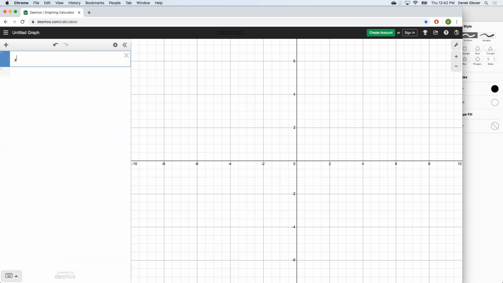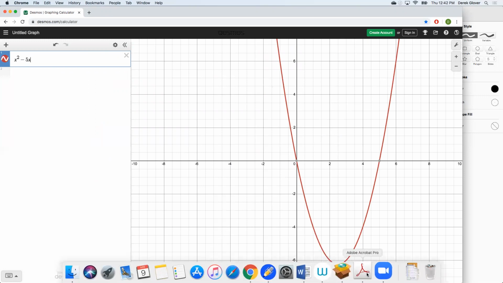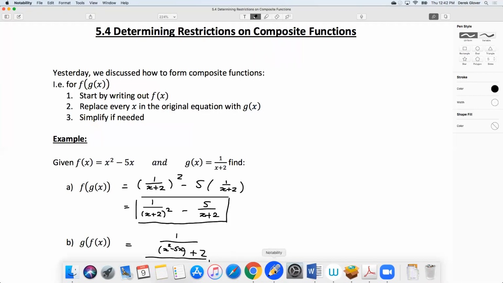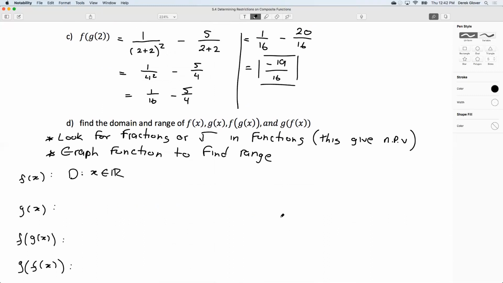x squared minus 5x, and it is a parabola that opens up. Looks to me like it has a minimum value of negative 6.25. So if I go back to my question, y is going to be everything bigger than that. So my range is that y is greater than or equal to negative 6.25.